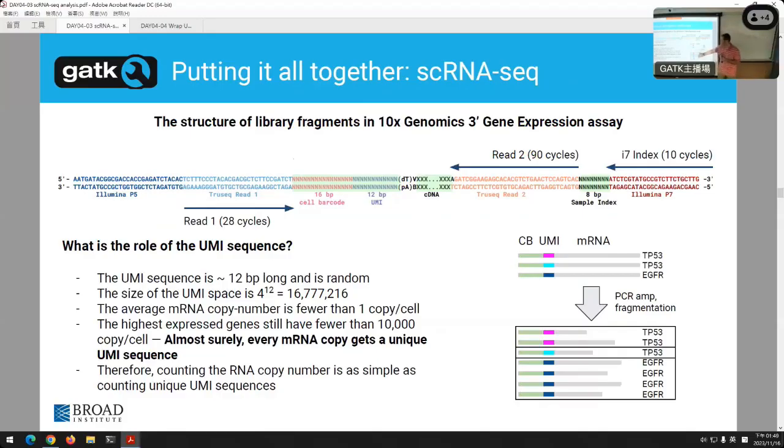And this is how we remove duplicates. We convert them into really one. We remove one of these. With EGFR, notice there are 4 duplicates. So this is how we get accurate counts of how many RNAs there are without being fooled by PCR amplification. Good, makes sense?